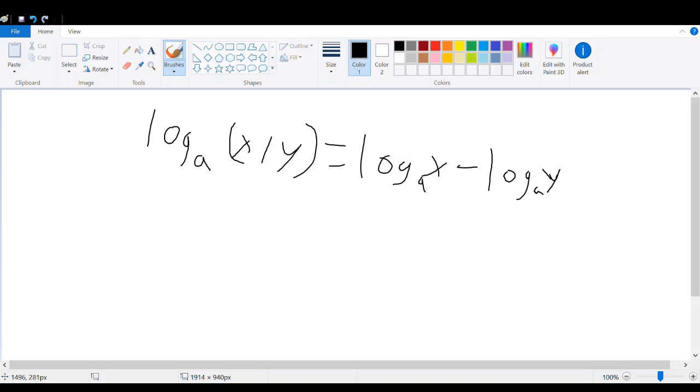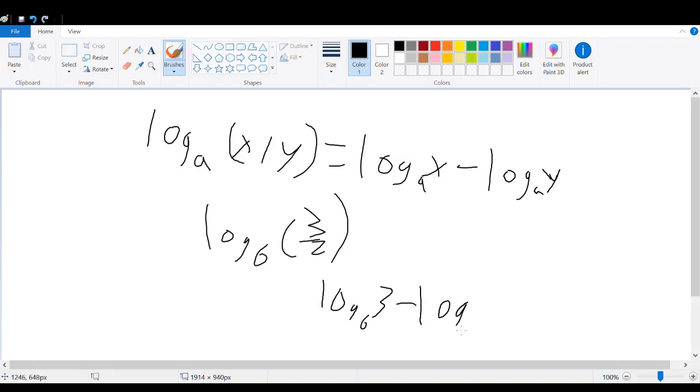And once again, that'll be useful when expanding a logarithmic function. Like, if we had log base 6 of 3 halves, write it in terms of log base 6 of 3 and log base 6 of 2. That is log base 6 of 3 minus log base 6 of 2.